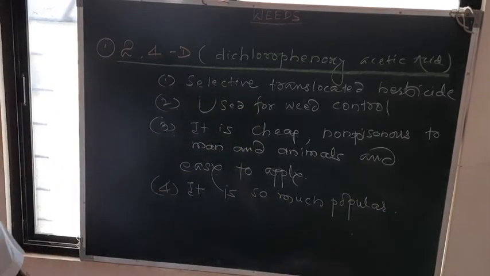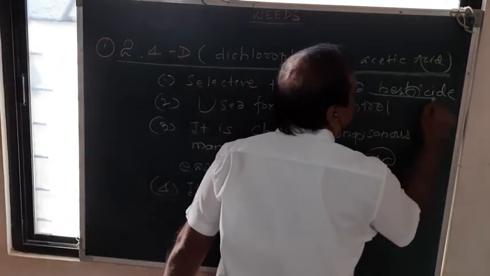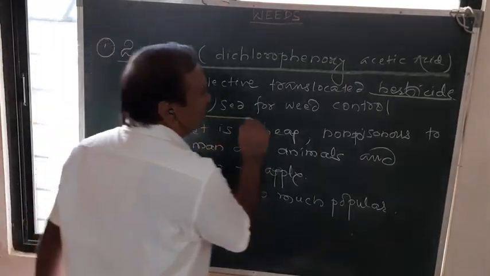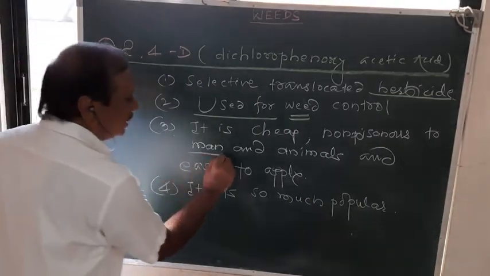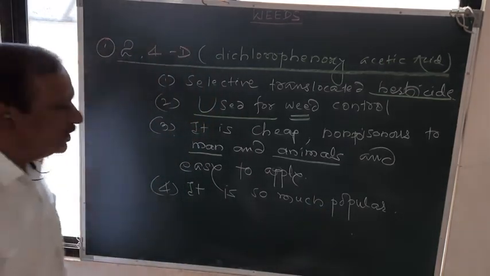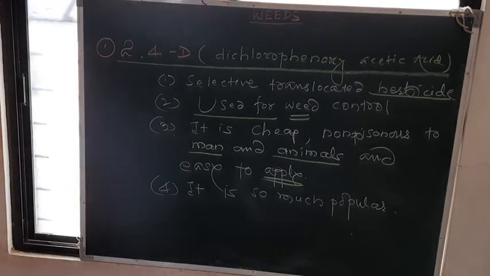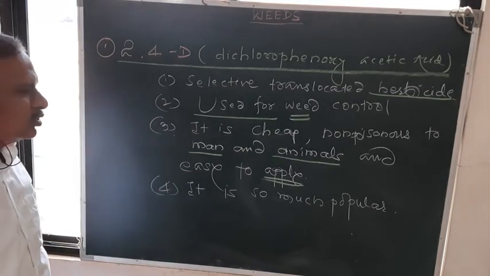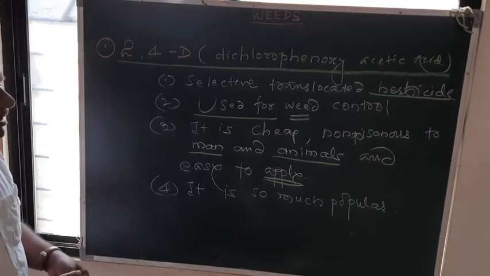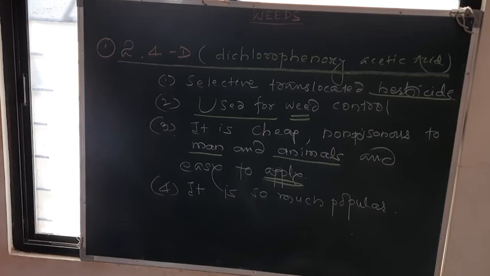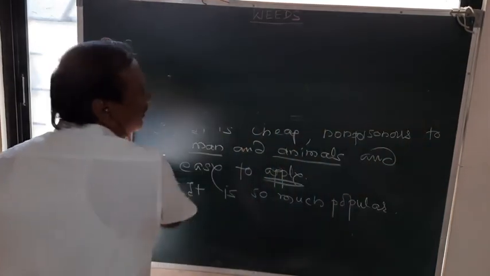So these are some characters regarding 2,4-D. It is a selective translocated herbicide, used to control weeds, cheap, non-poisonous to human beings as well as animals, and easy to apply. After spraying, weed control is possible. So it is so much popular. Because of these important characters, 2,4-D is the first herbicide generally used by the farmer to control weeds.